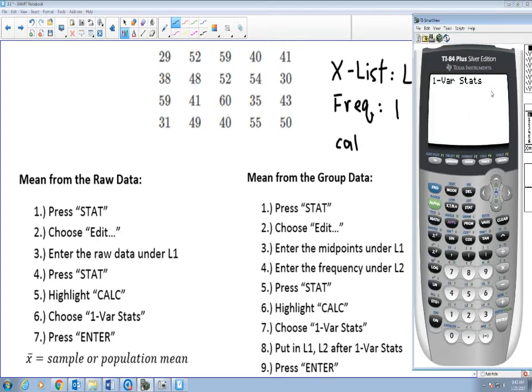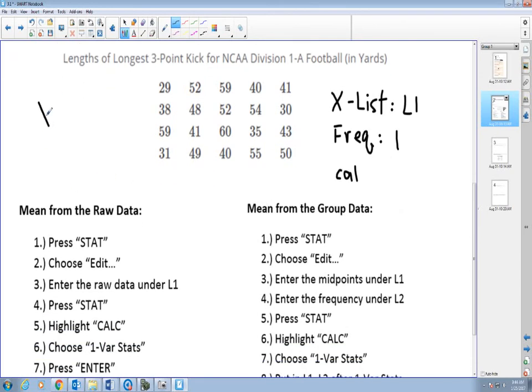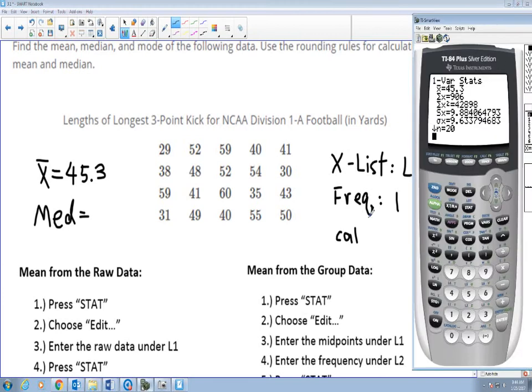For my calculator, I will actually type in second L1, comma, and that's it. I got nothing behind it. So I'm going to do L1, press enter. And my X bar, which is my mean, is 45.3. Alright, let's find the median. X bar means simple mean. I think this is a simple data, so this X bar represents the simple mean.